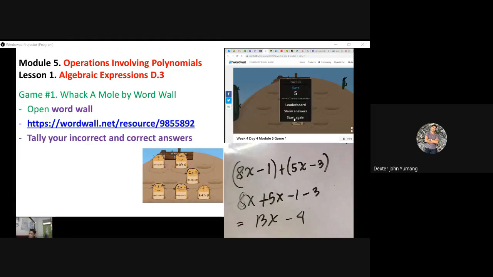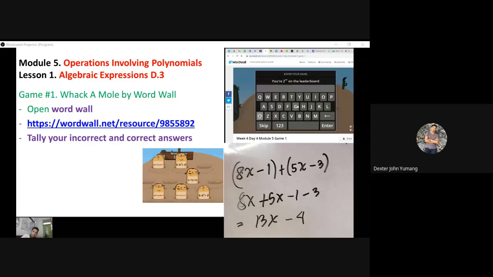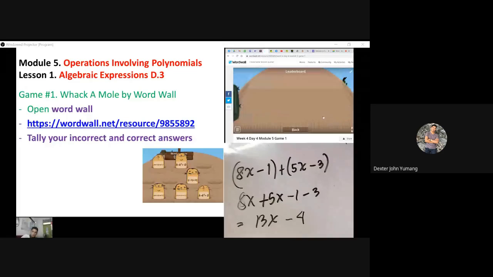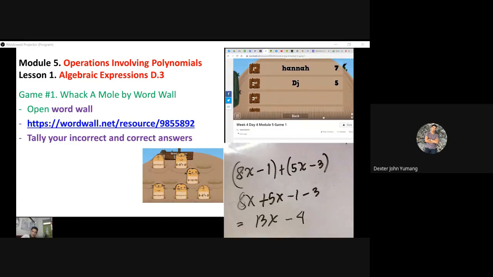Okay, if you're done, please post your score. So my score is only 5. Please type your score if you're done. Twelve from Angel, 7 from Chester. So very good. So si Hannah naka 7, ako naka 5.